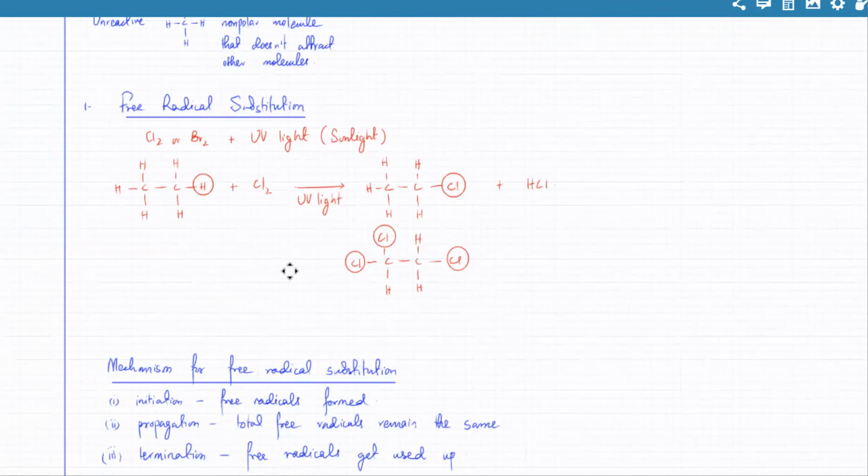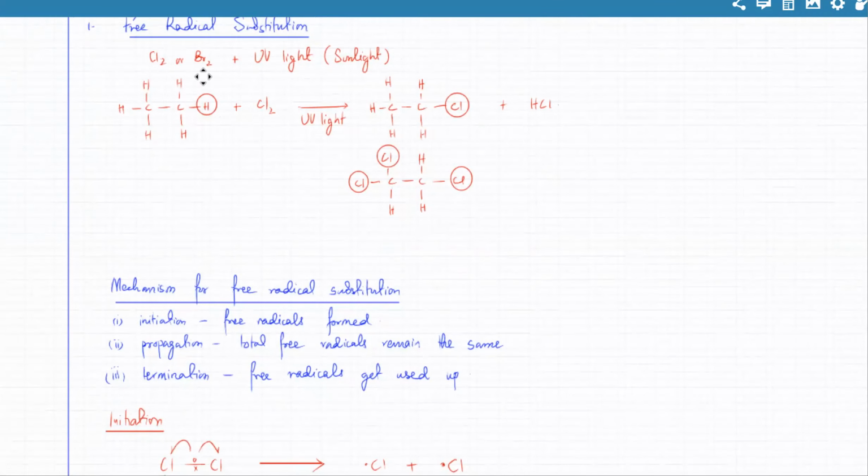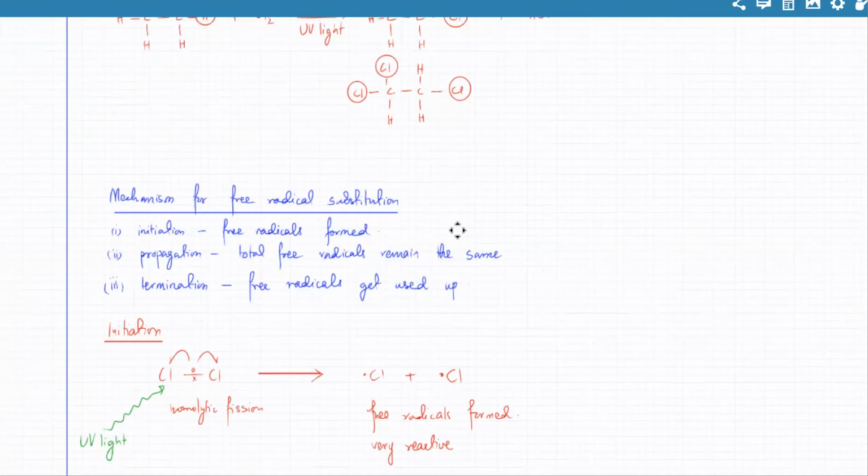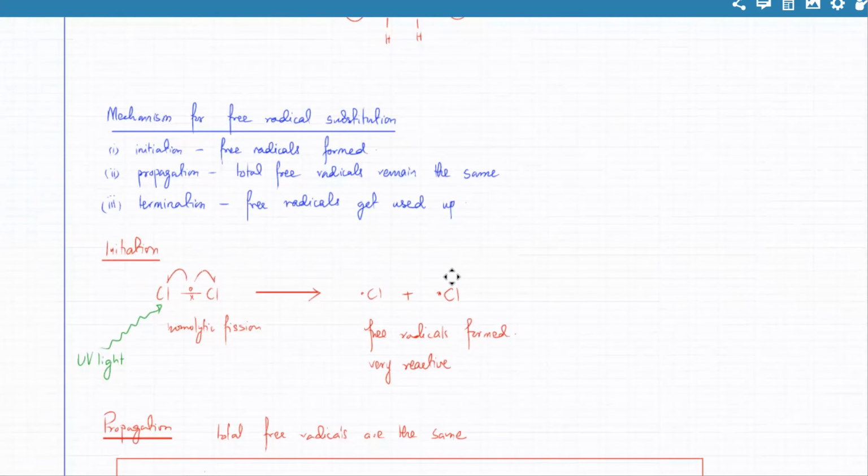You need to know the mechanism. Cl2 or Br2 react in the presence of UV light. That's very important. And substitution happens. One of the H atoms, or all of them, or any one of the H atoms in the carbon chain is going to get substituted by Cl or Br. And we talked about the mechanism for that reaction.